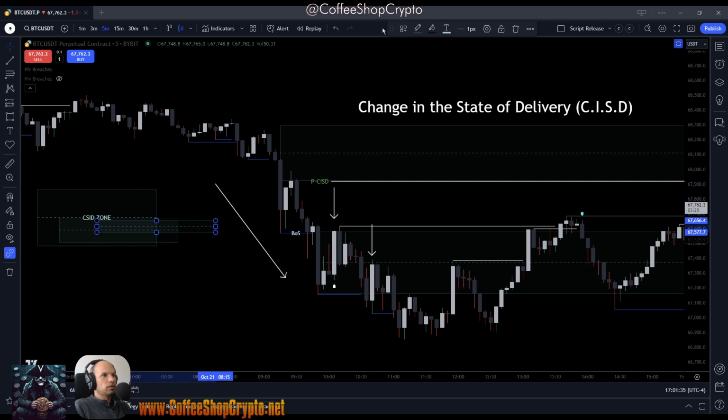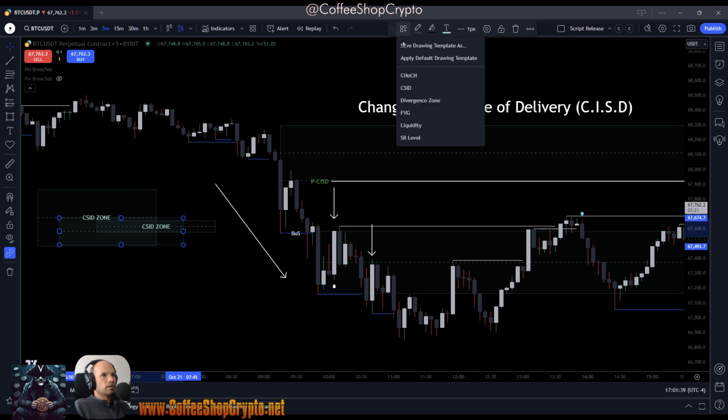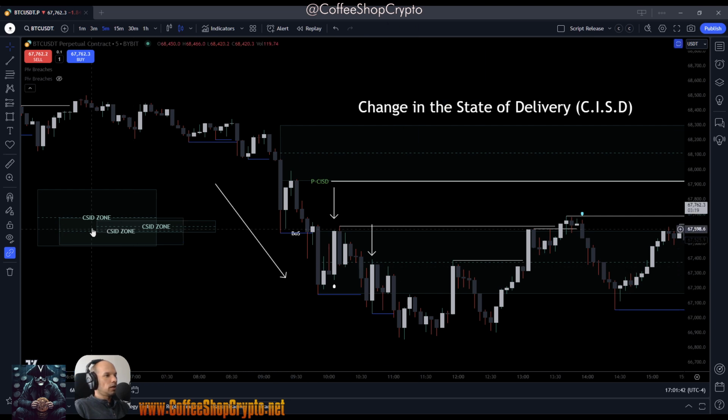We got that one. Now you can see that each one of these is a zone. There, and there. You can see you've got the first one, the second one is lower, the third one is a little bit higher than the second one. And it just gets smaller and smaller because they are order blocks, right?